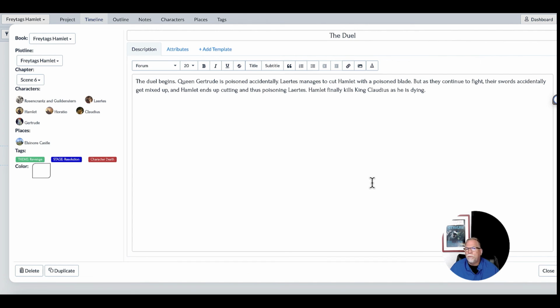But as they continue to fight, their swords accidentally get mixed up, and Hamlet ends up cutting and poisoning his opponent as well. So now both of them are poisoned and injured, but because it takes a little while for the poison to take effect and them to die, Hamlet finally kills King Claudius as he is dying, and then Claudius dies as well. So in other words, at the end of this scene, everyone's dead.